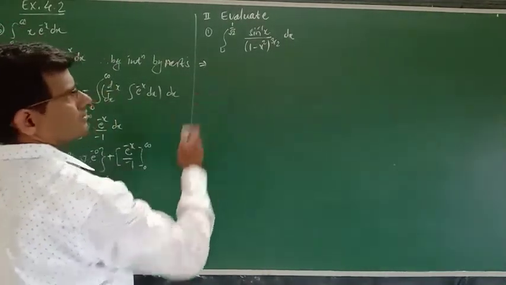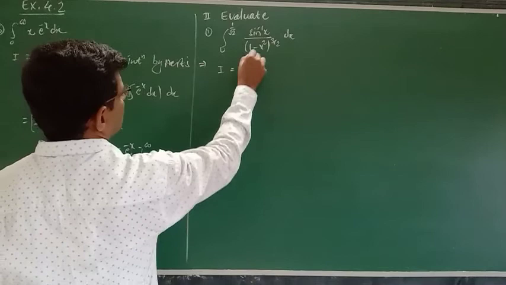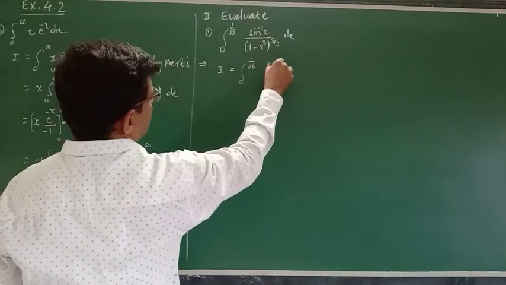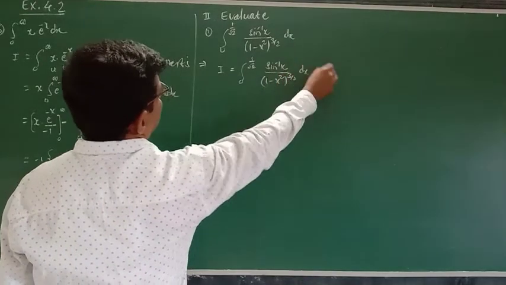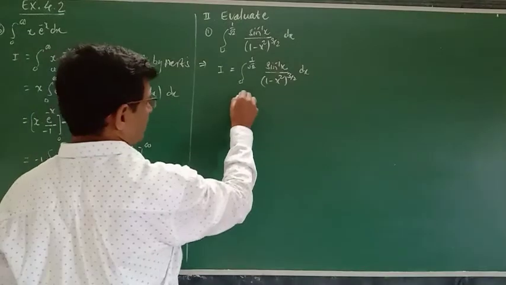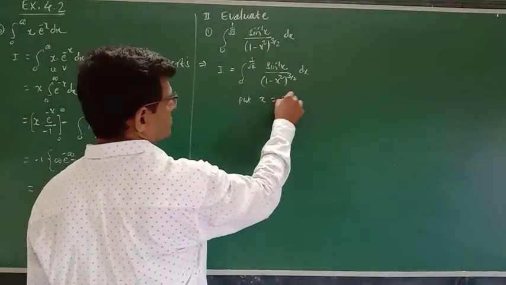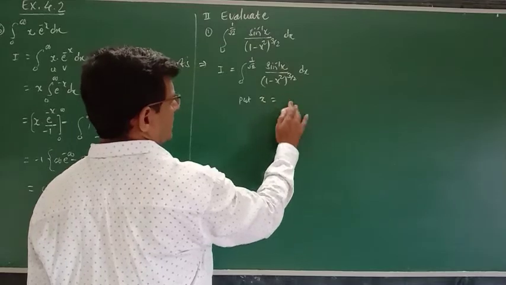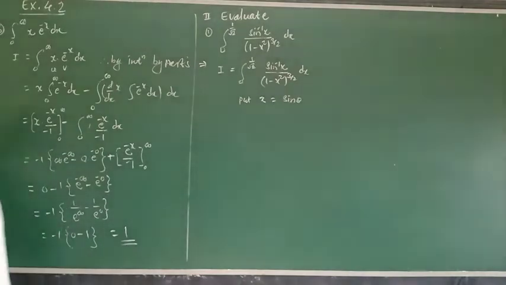So, what is the value of this definite integration? I denote it by I, the integral from 0 to 1 upon root 2 of sin inverse x upon (1 minus x square) raised to power 3 by 2 dx. Here I could evaluate this integration by substitution. I put x is equal to sin theta. So by substitution I evaluate this integral.